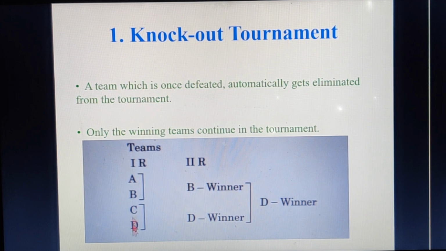Out of C and D house, D wins over here, so D reaches the next round. And C does not get another chance to play further. Now in the final round, there will be a final match between B and D. If D wins the match, it will be declared the winner and B will be out. There is also a topic called advantages and disadvantages of knockout tournament that I'll be covering in the next video.